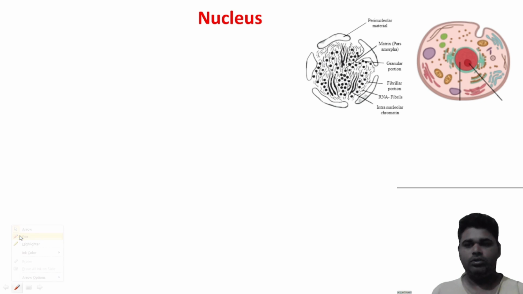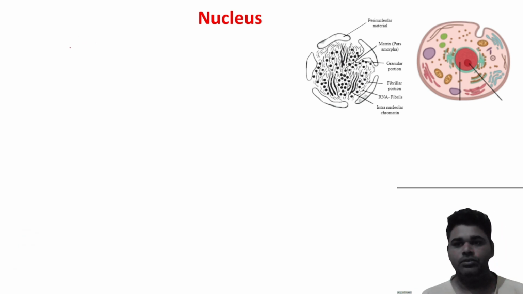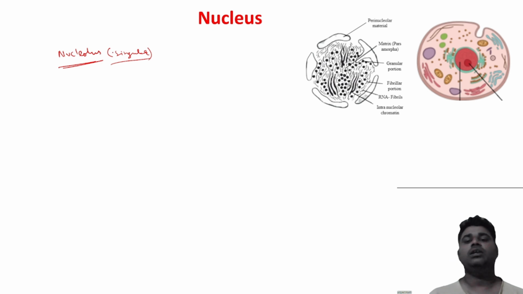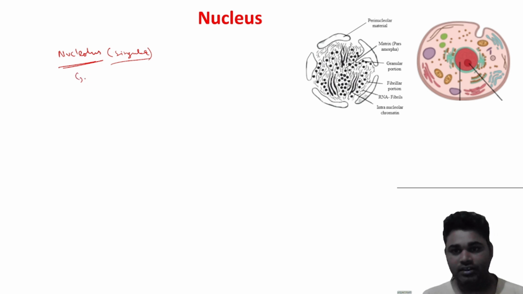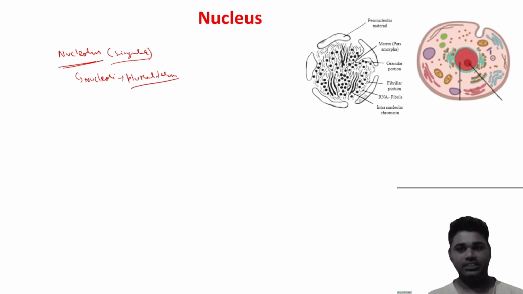Now come to the most important portion of the nucleus, and that is called the nucleolus. So what is the nucleolus? First of all, nucleolus is a singular term. If more than one nucleolus is present, then it is called nucleoli, which is the plural term. Otherwise, it is called the nucleolus if it is present in one number.